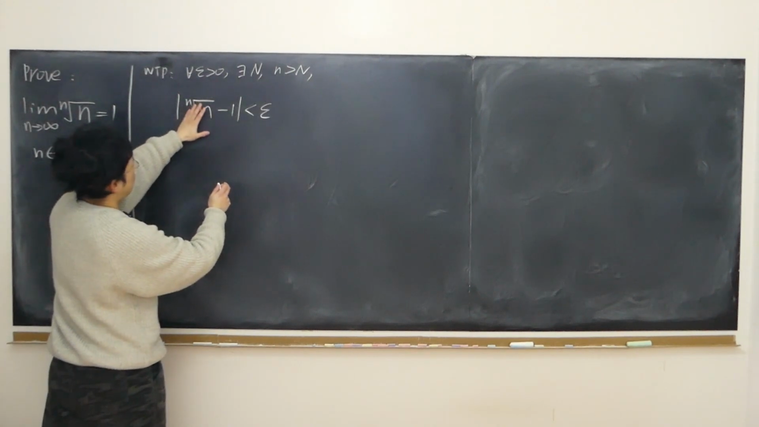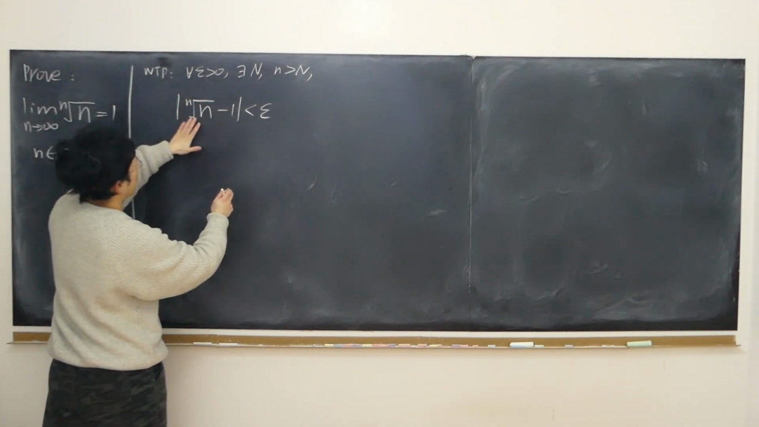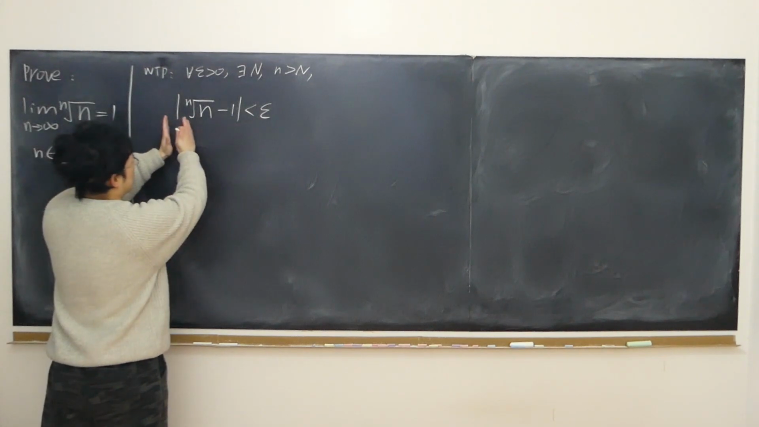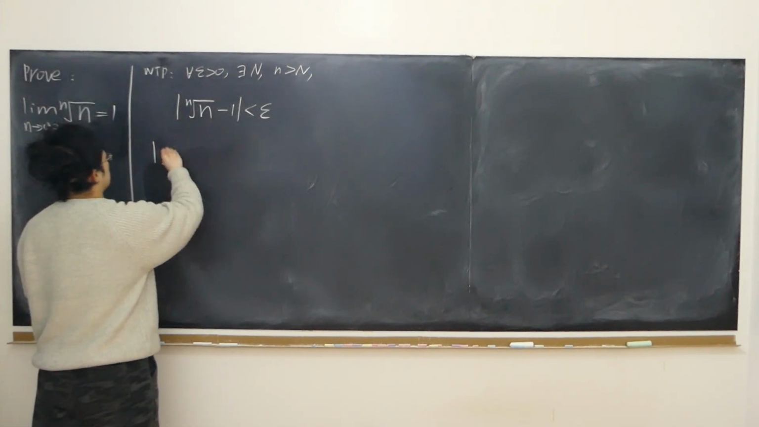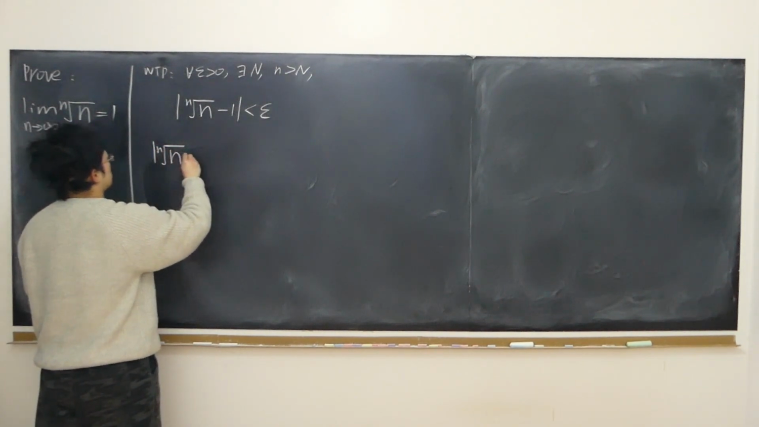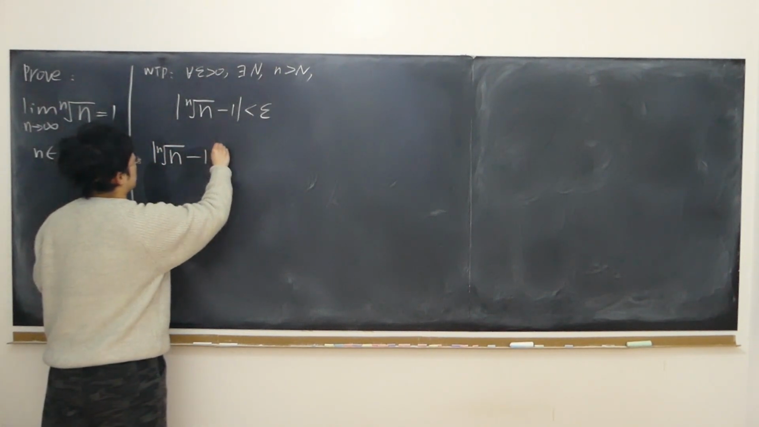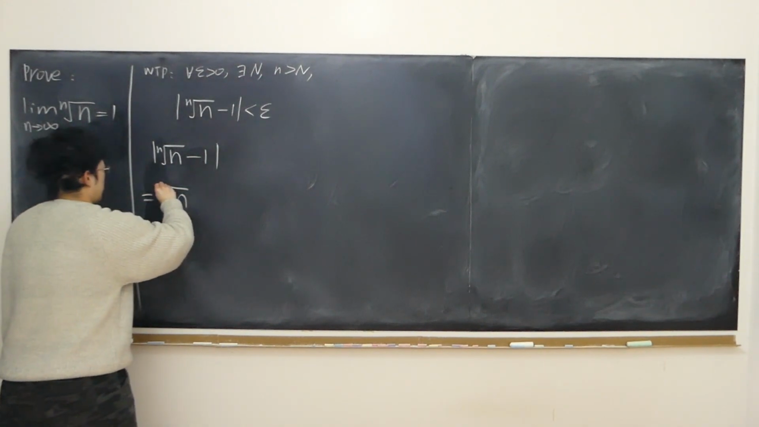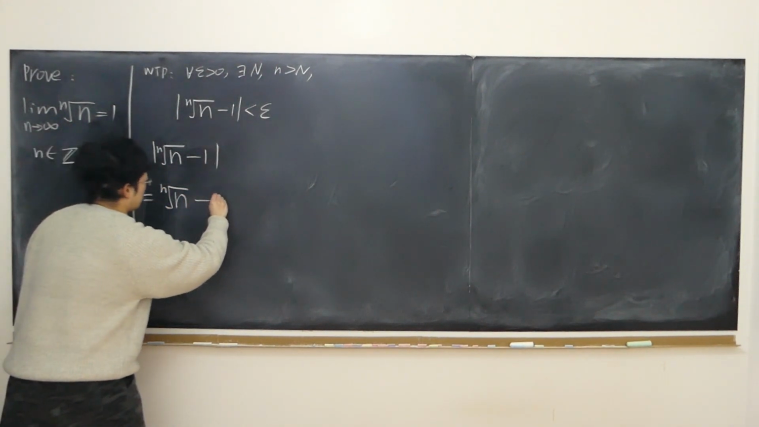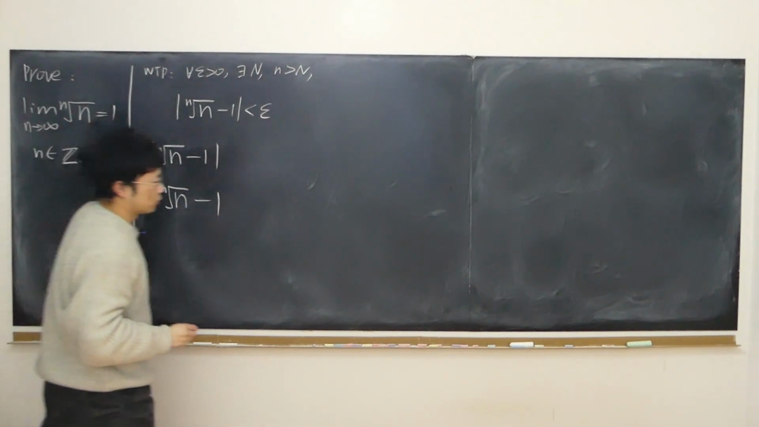So first of all, we know that the nth root of n, as long as n is some positive integer, is always going to be larger than or equal to 1. That's easily verifiable. Therefore, I don't need the absolute value in this case. So the absolute value of the nth root of n minus 1 is easily just equal to itself, the nth root of n minus 1. Can we loosen it just a little bit?